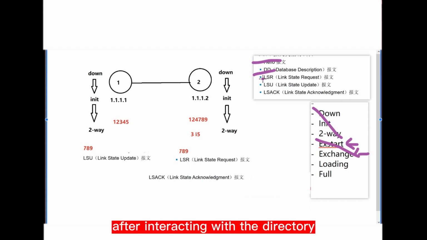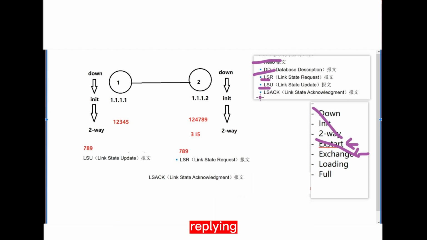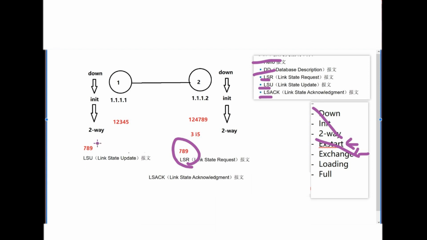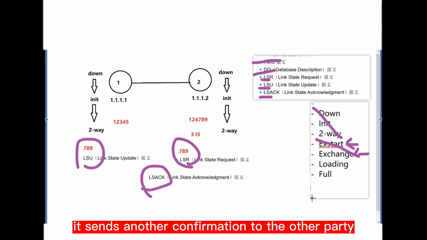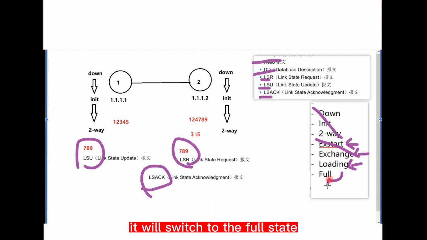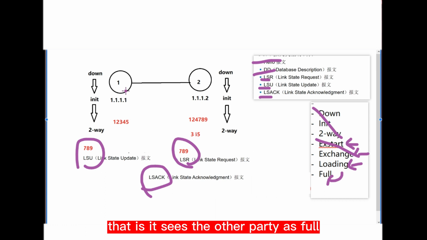After interacting with the directory, they are in the loading state, about to start making requests, replying, and finally confirming. It is requesting information that it does not have. Then the other party replies to it, and it sends another confirmation to the other party. This is what we call loading. Then in this state, as long as it's done, it will switch to the full state, that is, it sees the other party as full.